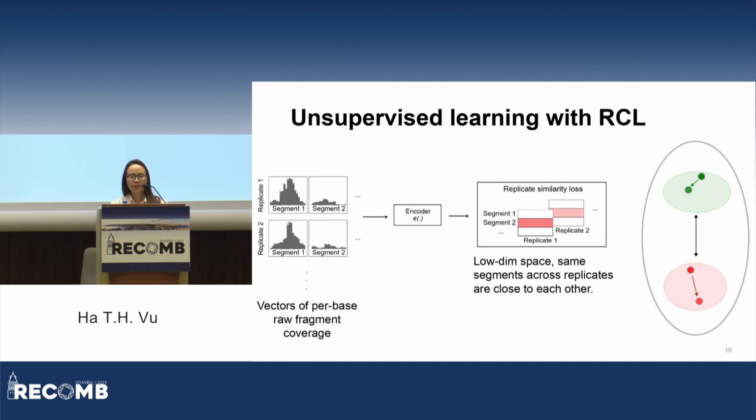With replicate similarity loss, we want to learn a lower dimension representation of the inputs so that the same segments across replicates are close together. The green ones correspond to segment 1. They are close together, and they are further away from the red ones.